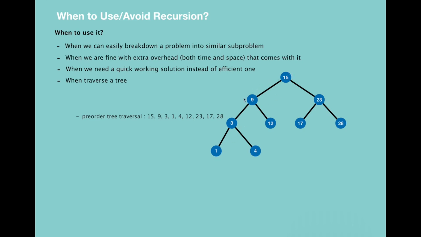We see that this branch is finished. Then it goes to 4, then again it goes back to this side, which is 12. Then again it goes here, 23, 17, and at the end 28. We will discuss this pre-order traversal in the tree section. Here I just want to show you that in this case recursion is very beneficial.